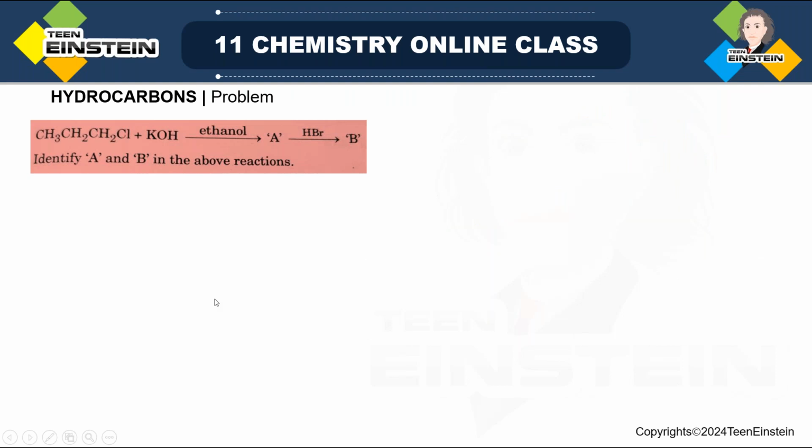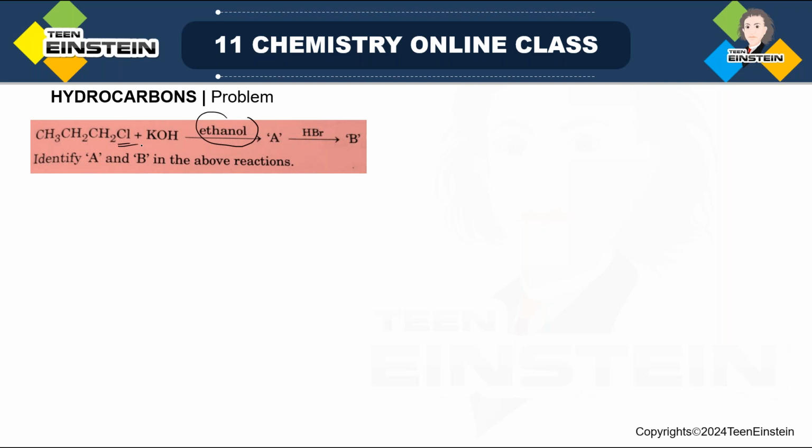So here we have a question. CH3, CH2, CH2Cl. So this is an alkyl halide, right? We are treating it with potassium hydroxide. And look at this solvent. It is not water, it is ethanol. So that is very important, whether you have taken ethanol as solvent or water. Because if it is an aqueous medium, what happens? This Cl is simply replaced by OH.